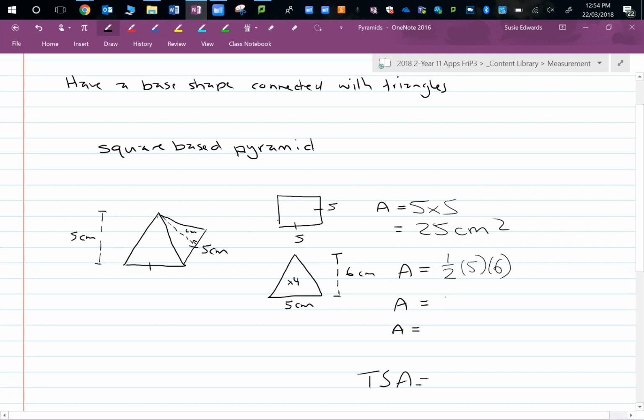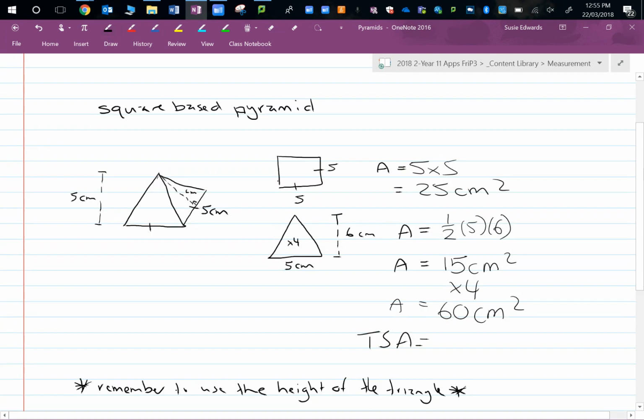Now, you can do it in any way. 5 times 6 is 30. Yep, any way you wish to. All right, so then we've got 15 square centimetres. So our total surface area is, oh, hang on, what do I still need to do? Good, times by 4. I knew there was an extra step for some reason. Equals 60. And so our total surface area is 85 square centimetres. Okay, remember to use the height of the triangle. Could you please put an asterisk and write that down because that is where everyone goes wrong.